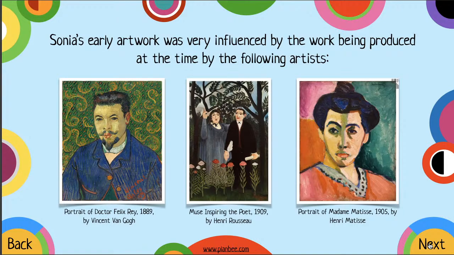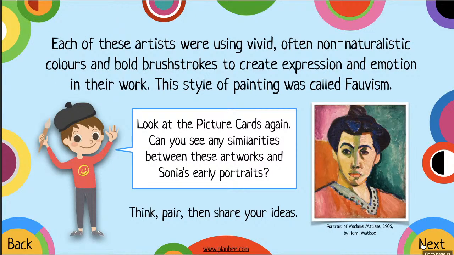Do you notice something in common between these pictures and the portraits by Sonia Delauney herself? I can see some things in common straight away. Each of the artists that inspired her were using vivid, often non-naturalistic colours and bold brushstrokes to create expression and emotion in their work. The style of painting was called Fauvism. And have a look at these pictures again. Can you see any similarities between the artworks and Sonia's early portraits?